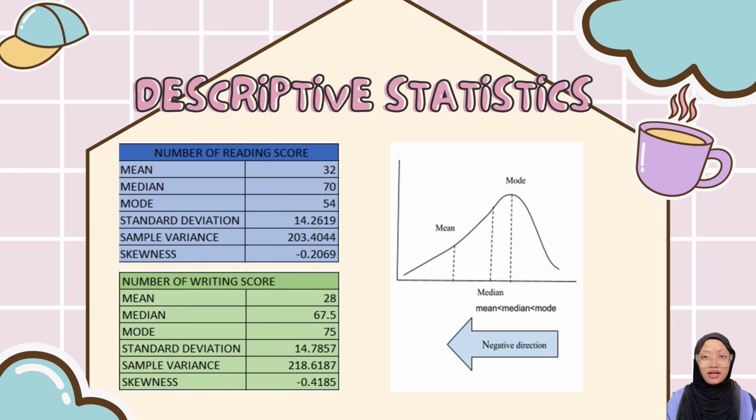On the right side of the slide, we have a graph illustrating the concept of skewness. It shows how in a negatively skewed distribution, the mean is less than the median and the median is less than the mode. This is consistent with both our reading and writing scores, where the distribution tails off to the left. In conclusion, both reading and writing scores exhibit negative skewness, with writing scores being slightly more skewed.